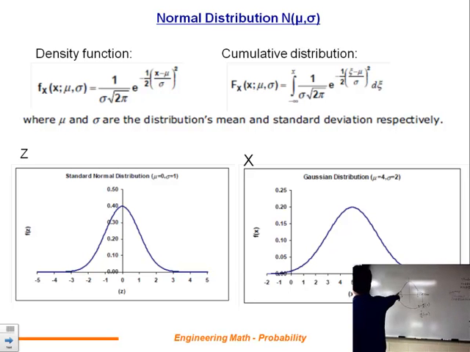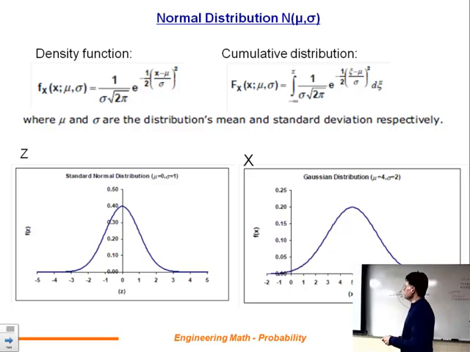Now our next problem is, what if your normal distribution is not standard? What if it's somewhere else? So mu is 4 here and sigma is 2. Can we use the table for the standard distribution to get the cumulative function for a non-standard distribution? That's the question. And the answer, of course, is yes. And it's going to be easy.